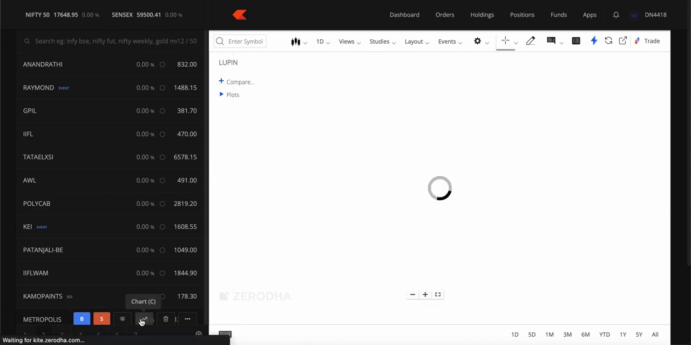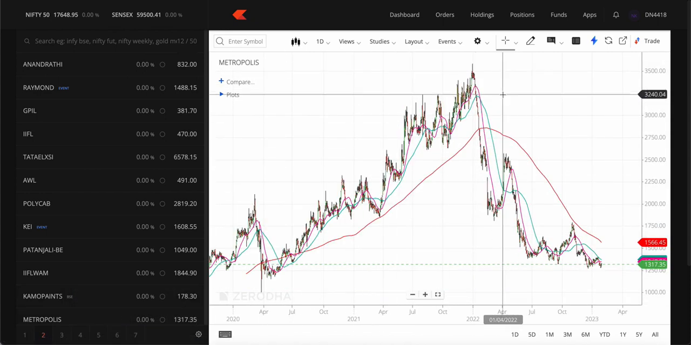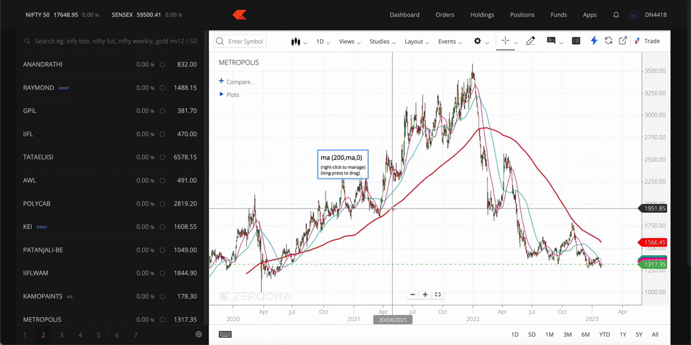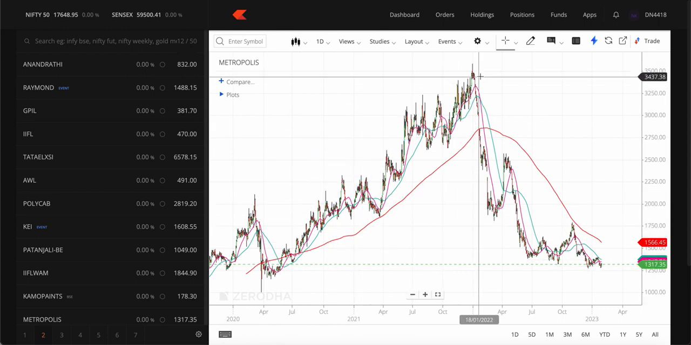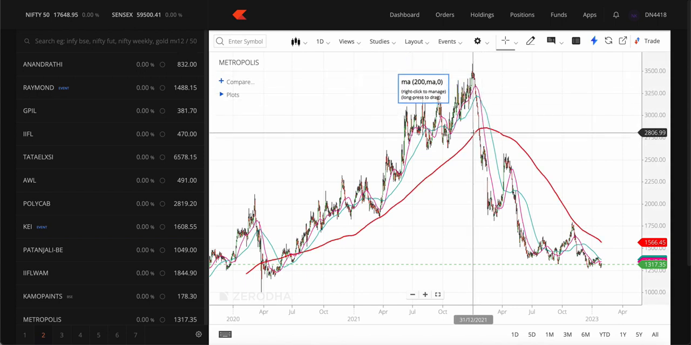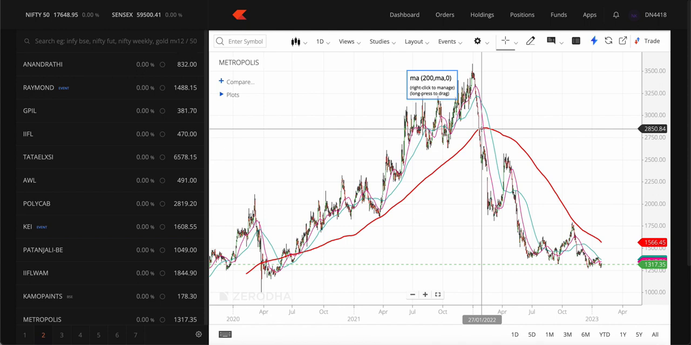This is Metropolis also, it's a dynastic company. It had a good uptrend, and it maintained this good uptrend. Then the earnings didn't come for the stock, so it started crashing. If you're a long-term investor, you kept a stop loss, then you exited at 2,856. Now the stock price is 1,300. You almost saved 50% of your loss actually.